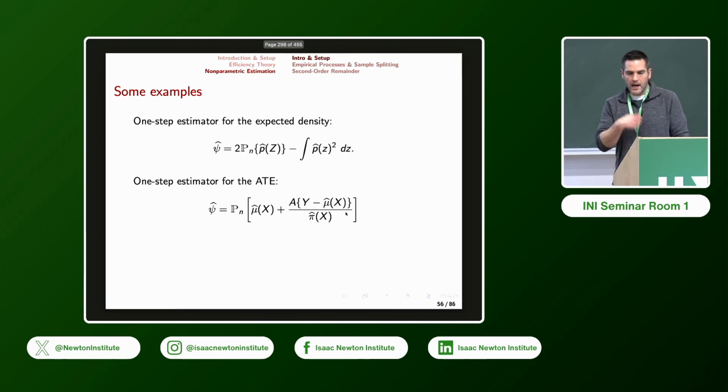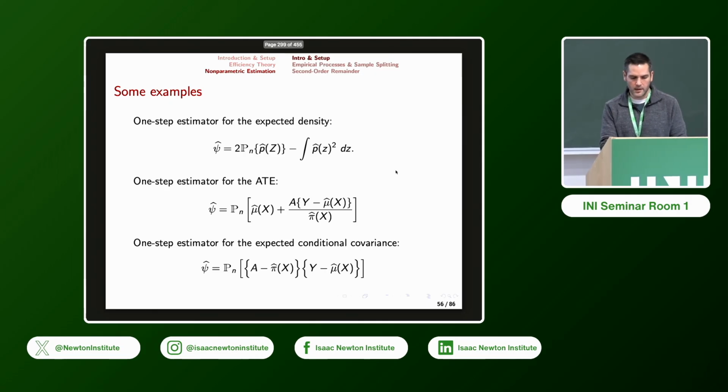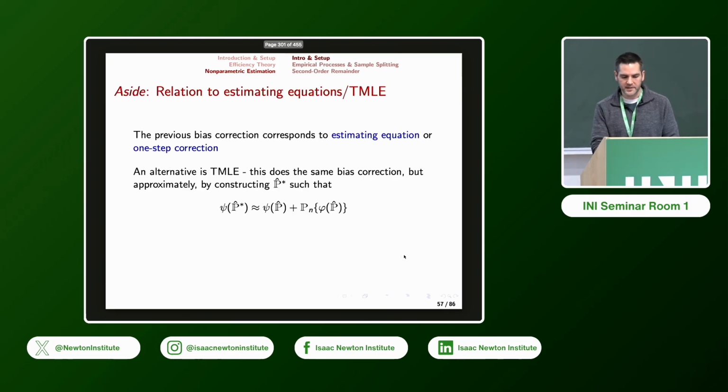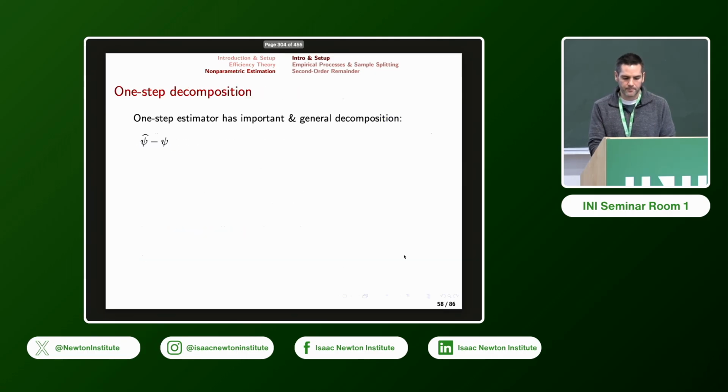Okay, so now you have a procedure for constructing these estimators. It's really easy to go through and do this, and you can get all the estimators that you'll find, say, for average treatment effects or expected conditional covariances from this kind of procedure. This isn't the only procedure. You can imagine lots of other possible ways to construct estimators. So targeted maximum likelihood does a bias correction on a different scale. But I'm going to skip this in the interest of time.